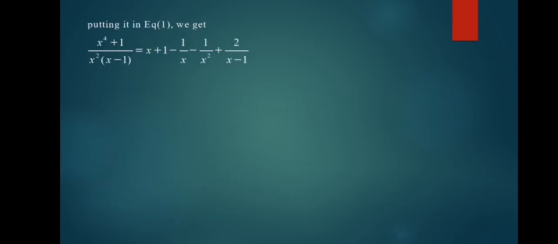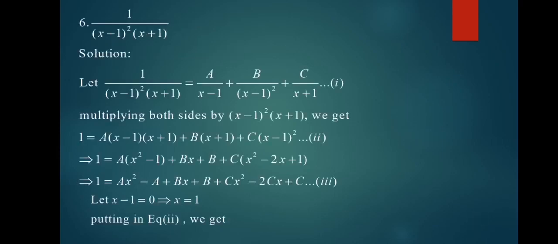Putting it in equation number 1, in place of (x square plus 1) by x square into (x minus 1), we will just put its partial fractions to be minus 1 by x minus 1 by x square plus 2 by x minus 1. So these are the required partial fractions of the given algebraic fraction.